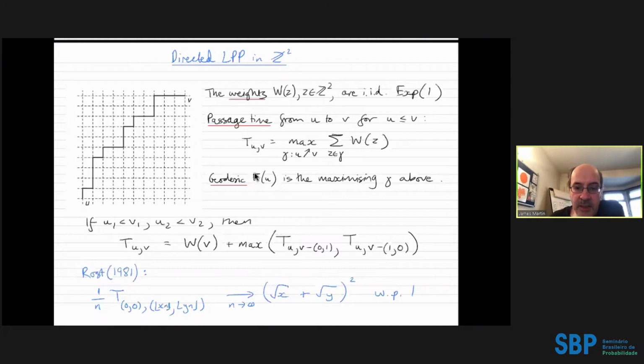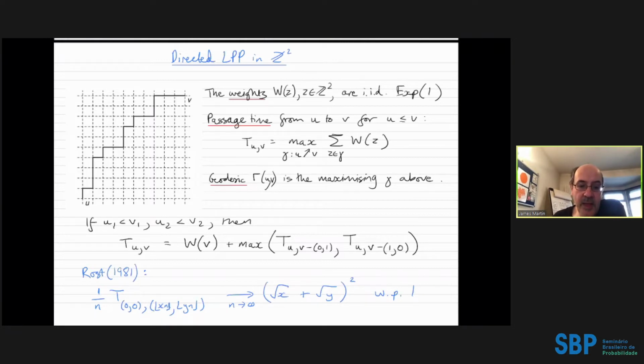And the geodesic, this should say g of u, v. The geodesic from u to v is the gamma that maximizes that weight. Please do interrupt at any moment if anything's not at all clear.